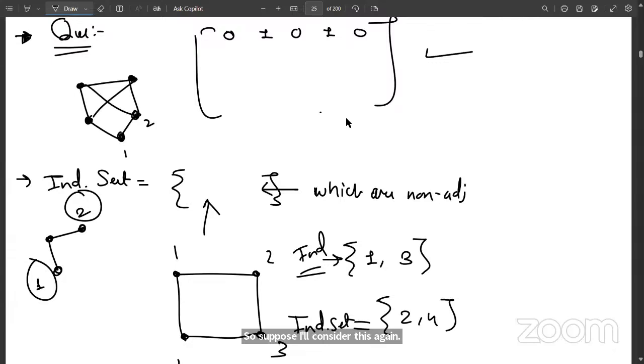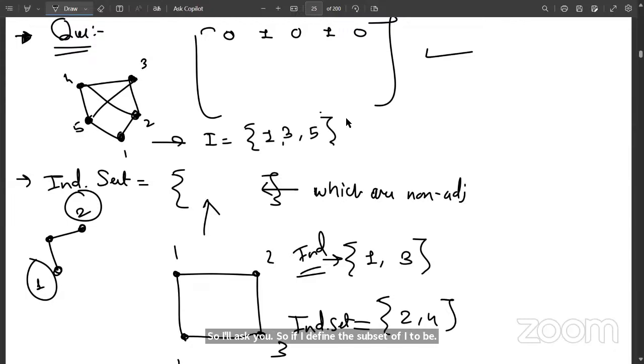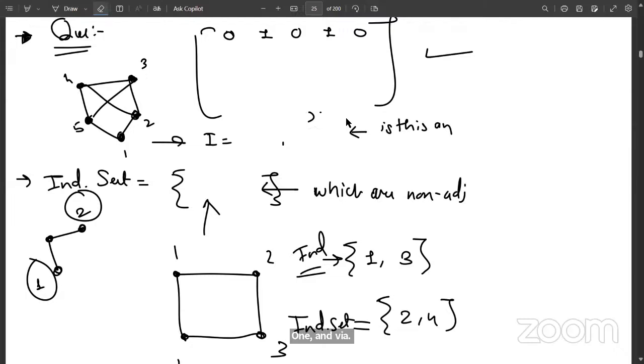Here are the vertices 1, 2, 3, 4, and 5. If I define the subset of vertices to be 1, 3, and 5, is this an independent set or not? No, because vertices 1 and 5 are connected by edges. An independent set should contain only those vertices which are non-adjacent. So if I consider 1 and 3, that's the maximum you can consider. Now this is an independent set.